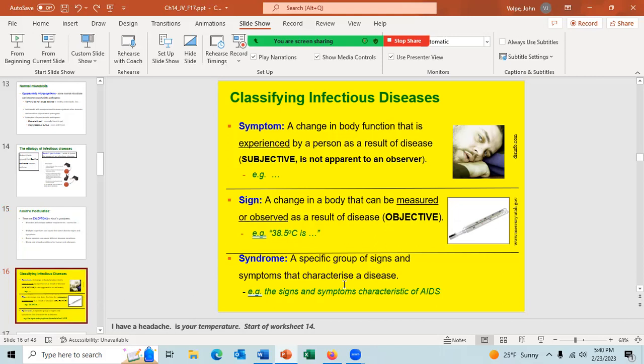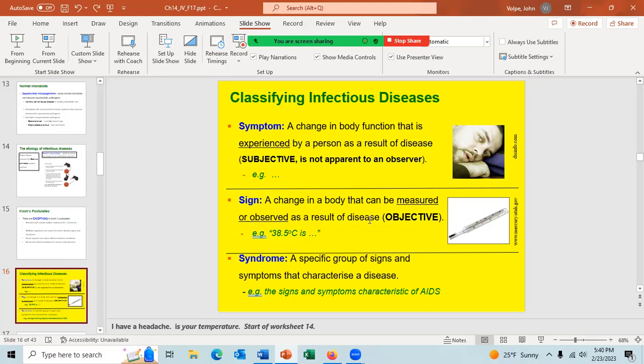So for classifying infectious diseases, a symptom is a change in body function that is experienced by a person as a result of a disease. The symptom is subjective. It is not apparent to an observer, meaning there's no way for another individual to know that the patient has a symptom. For example, when a patient has a headache, there's no way to measure that the patient has a headache. Any question about that? So a headache is a symptom.